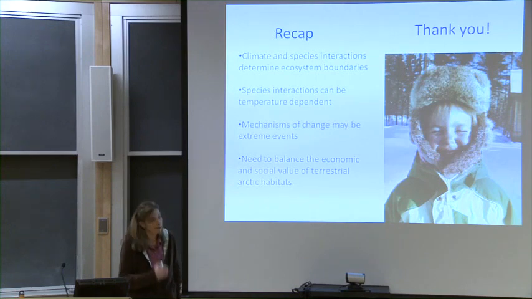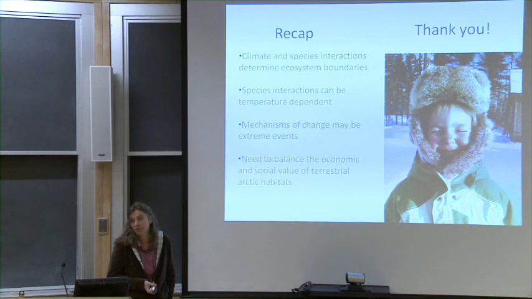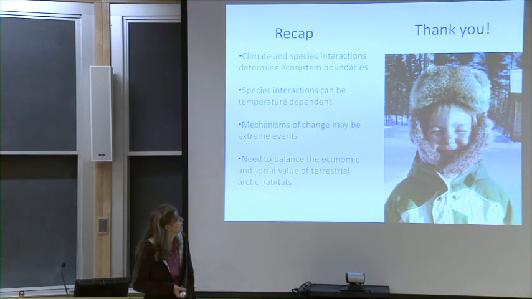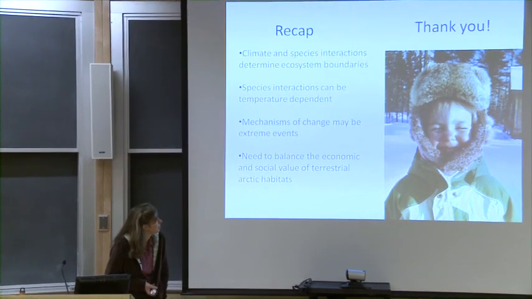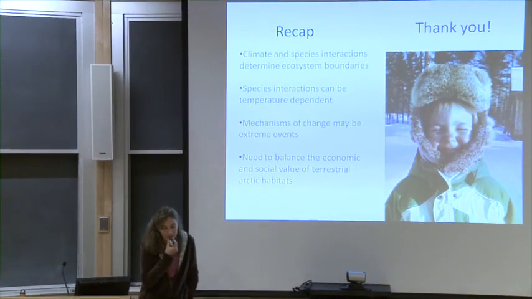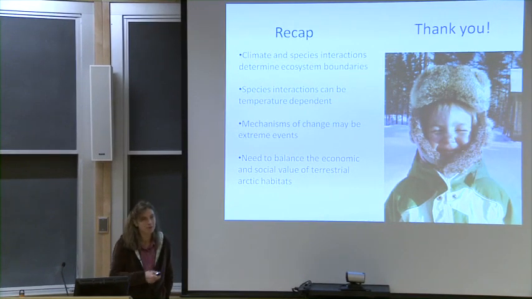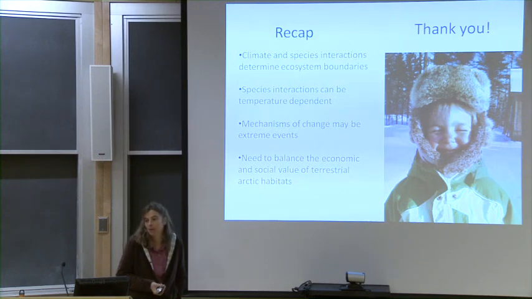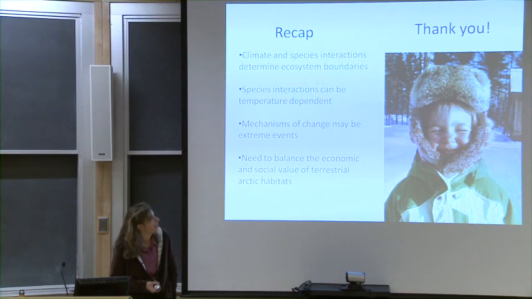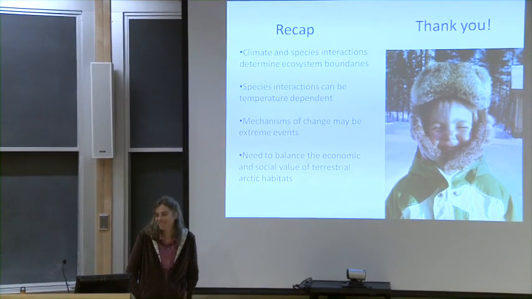So in summary, both climate and species interactions are important to determining ecosystem boundaries, and those species interactions can be temperature dependent. And in the boreal forest, the mechanisms of change we're looking at may be in the frequency of extreme events, including insect outbreaks and fires. And thanks. I can take any questions.